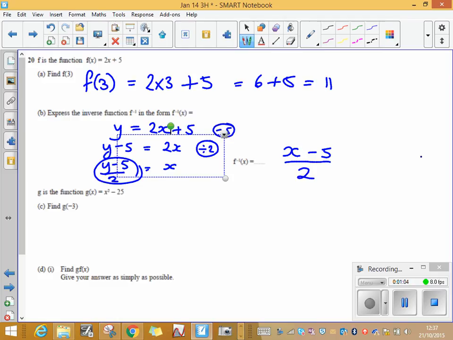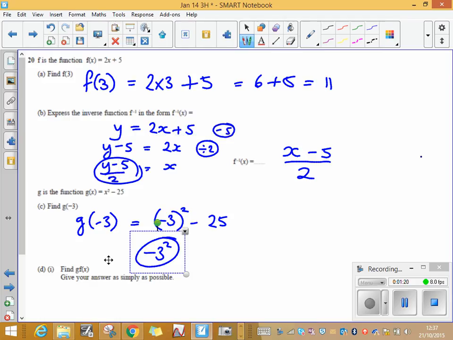Okay, next function. It says g of x is x squared minus 25. So to find g of minus 3, I am going to do minus 3 squared take away 25. Be careful, don't just write minus 3 squared on your calculator because your calculator will give you minus 9. You should know that when you square minus 3 you get 9, and then 9 take away 25 is what you want to do. Comes out then as minus 16.